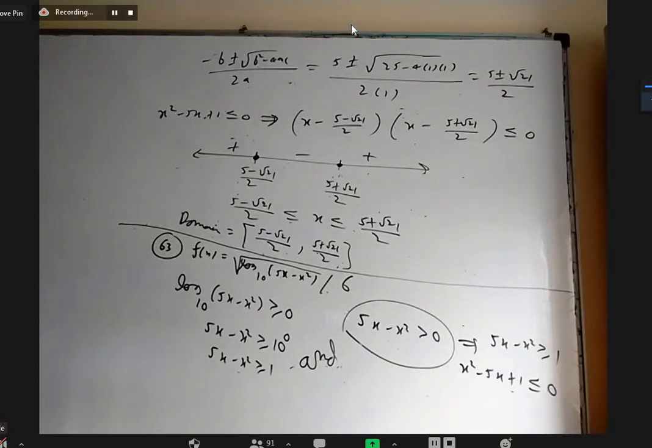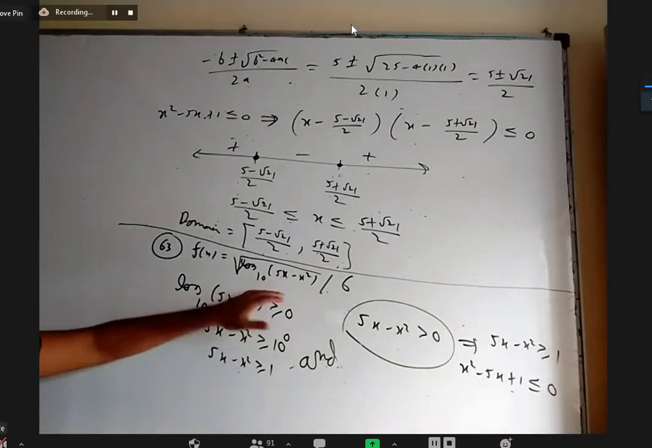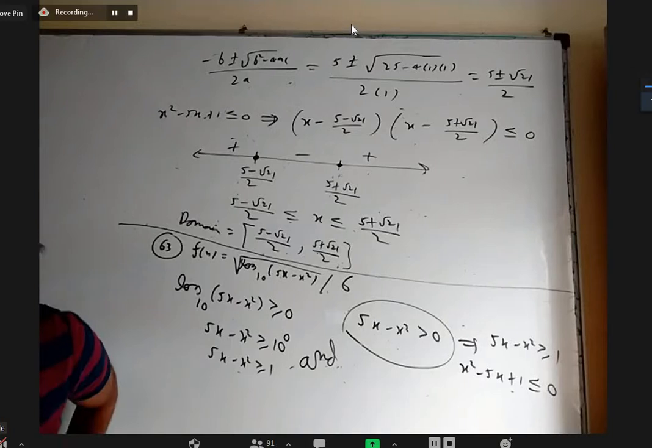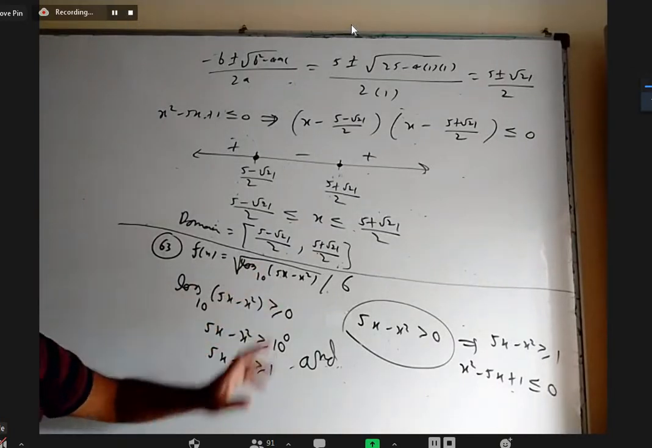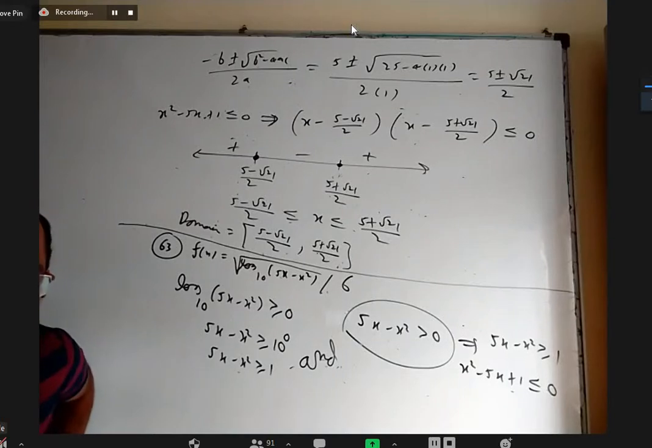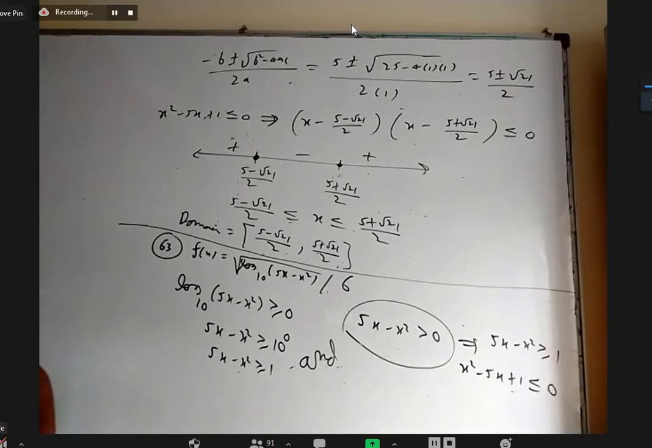Sir, did not understand, sir. Once again, can you explain, sir? Okay. When we discussed the different basic things that we learnt in domain, what is it that we learnt? Inside the square root, if something is there, it should be greater than or equal to 0. If something is inside the log, it should be greater than 0. If something is in the denominator, it should not be 0. Right? Here only two things are important.